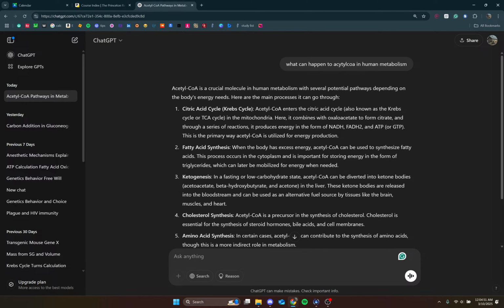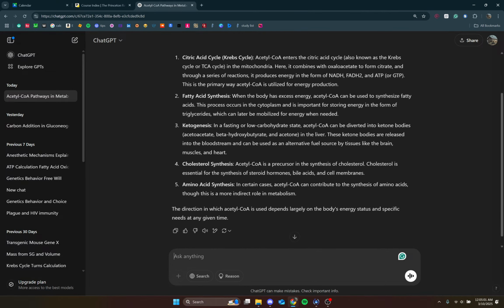Ketogenesis. In a fasting or low carbohydrate state, acetyl-CoA can be diverted to ketone bodies. Liver ketones can be released into the bloodstream and used as a fuel source by tissues in the brain, muscles, and heart. Precursor for synthesis of cholesterol, because it's fatty. Cholesterol is a steroid, essential for synthesis of steroids, bile acids, and membranes.